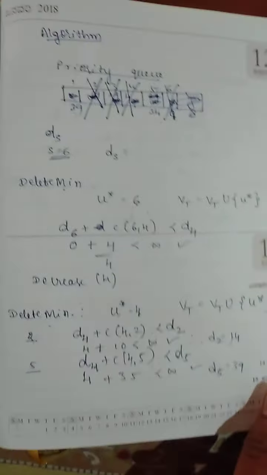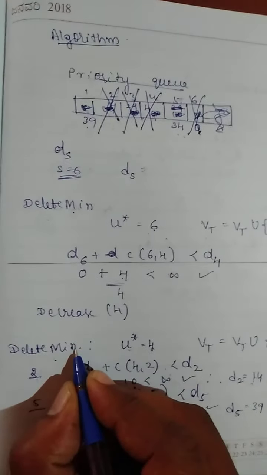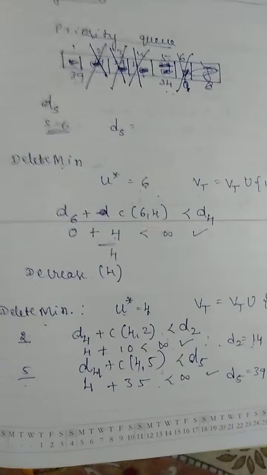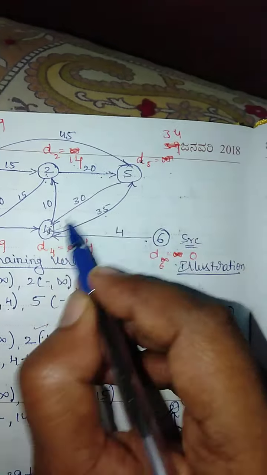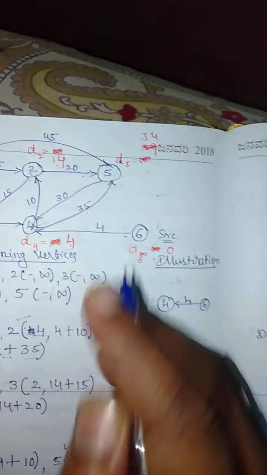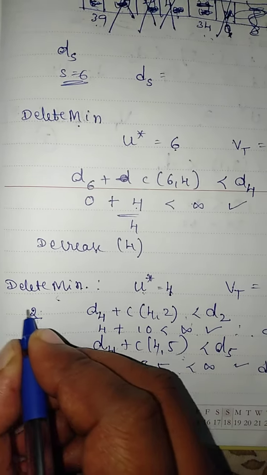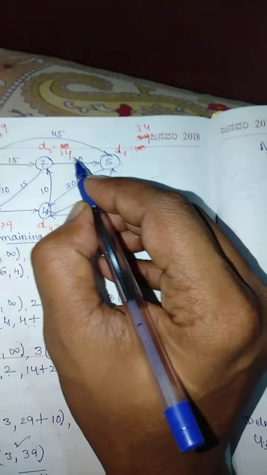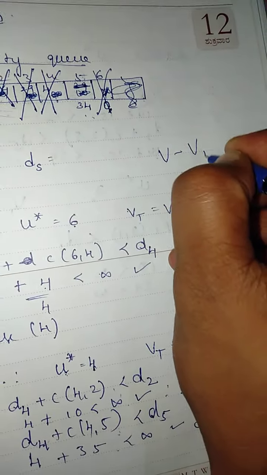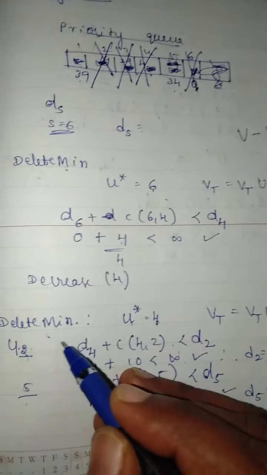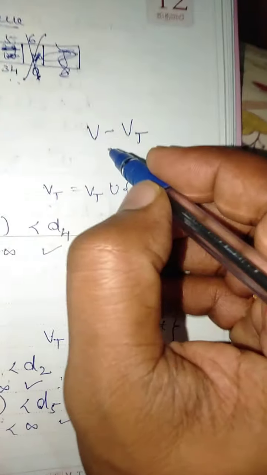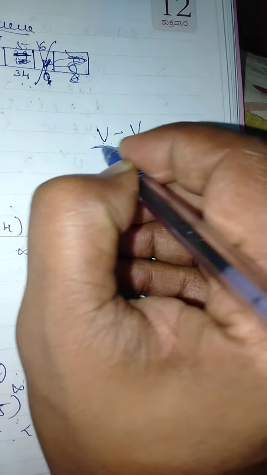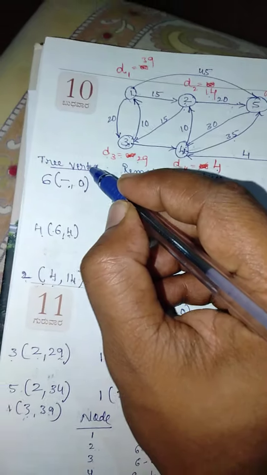So let us look at the example. Say for example, delete min results in 4. So from 4 we have to consider the fringe vertices, I mean 2 and 5. Therefore, for every vertex u that is adjacent to u*, this u should be there in V minus Vt. Every adjacent vertex that you are considering should be present in V minus Vt. What is V? The set of nodes. What is Vt? The set of tree vertices that are considered.